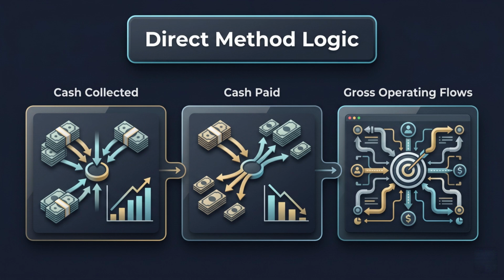The key idea is that accrual-based income statement amounts must be converted into cash basis amounts. Sales are not always equal to cash collected. Expenses are not always equal to cash paid. The direct method forces us to ask a very practical question. How much cash actually moved during the period?